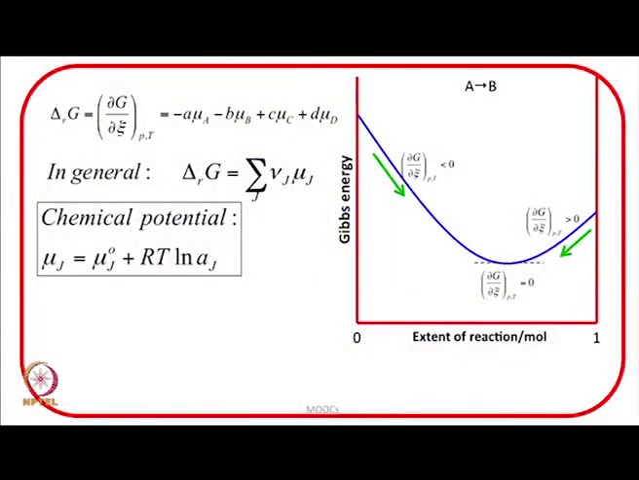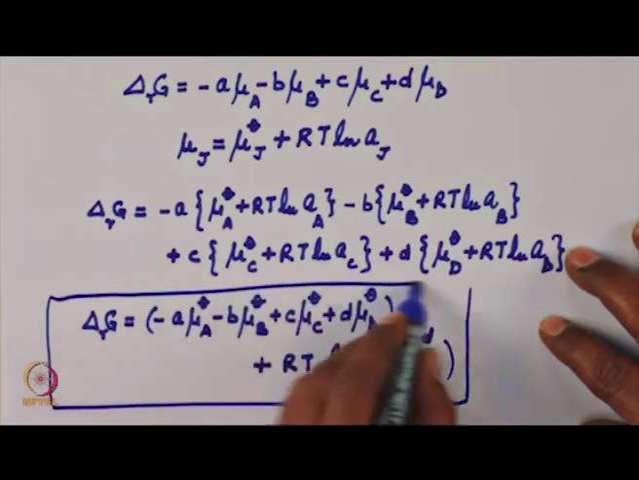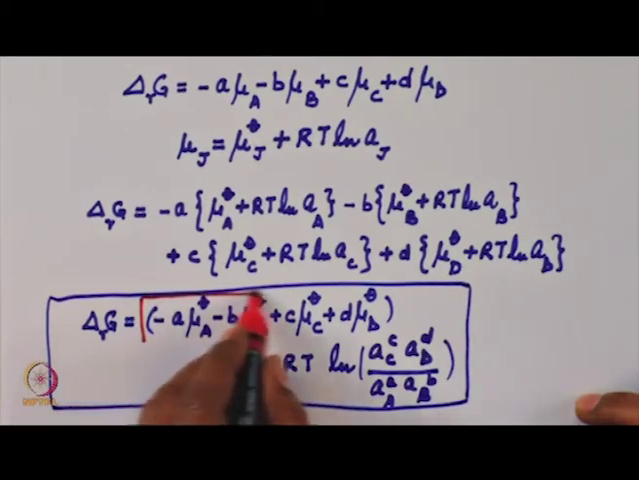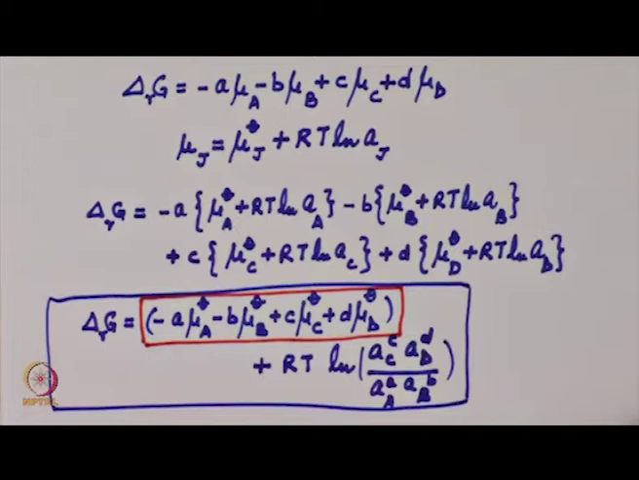Let us go to the slide. Once in this equation we substitute mu is equal to mu naught plus RT log activity of J, we come up with this equation. In this equation, let us try to identify: this part is the standard reaction Gibbs energy, because it is equal to the difference in the standard state chemical potential of products minus that of the reactants, weighted by their stoichiometric number.